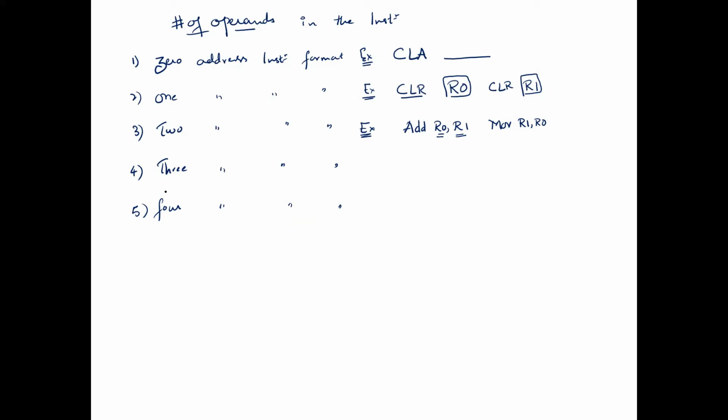Now for three address instruction format, how does it look? I will write add R0, comma R1, comma R2. Now how many operands have we mentioned here? Three operands. Okay, so this will be the structure. Then for four address instruction format, I will write it as add R0, comma R1, comma R2, comma next instruction. I'm going to give the label.